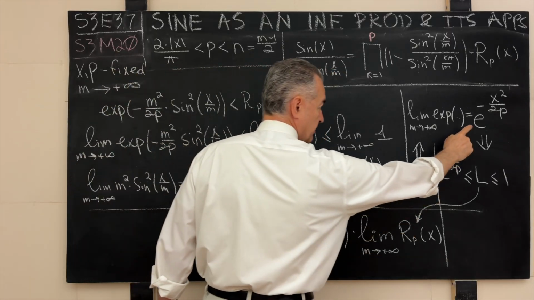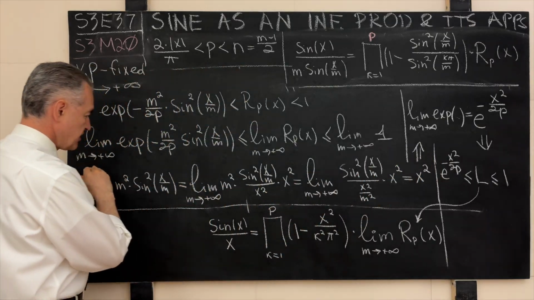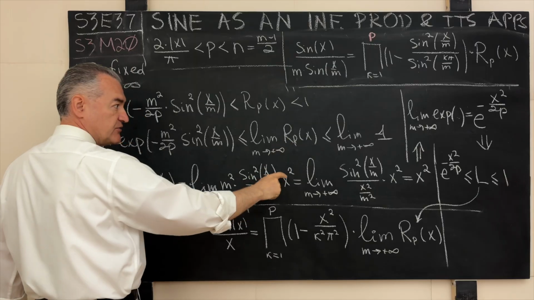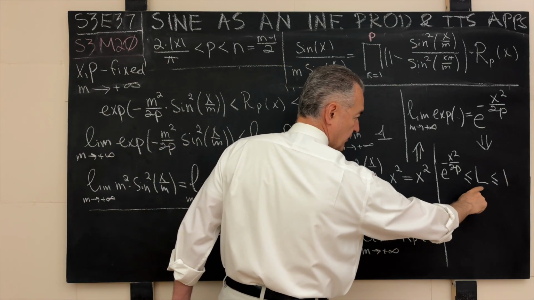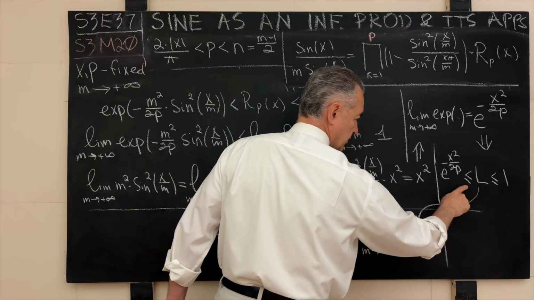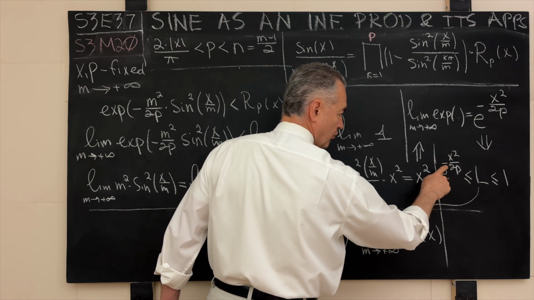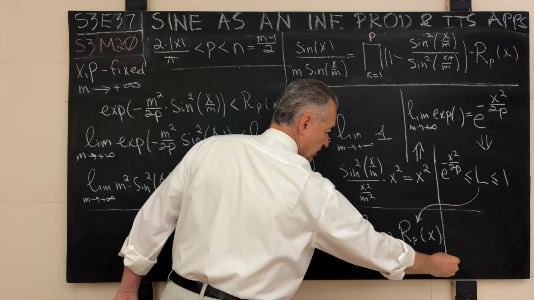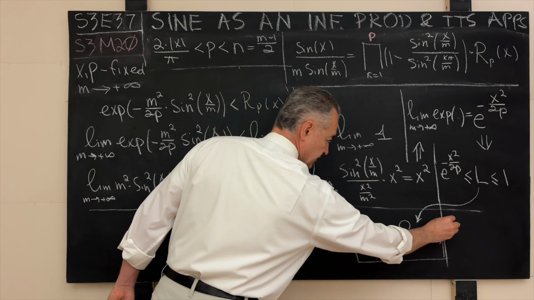And what does that mean? This fact, what does that mean? That means that our expression that I spelled out for you over here in the middle of the board can be collapsed if we call this object over here L. So we have the following bound on L. It's less than or equal to 1 and greater than or equal to e raised to the power minus x squared over 2p. And this, again, one more time, is the bound on this limit right here.